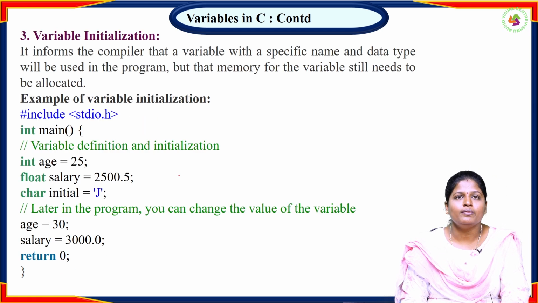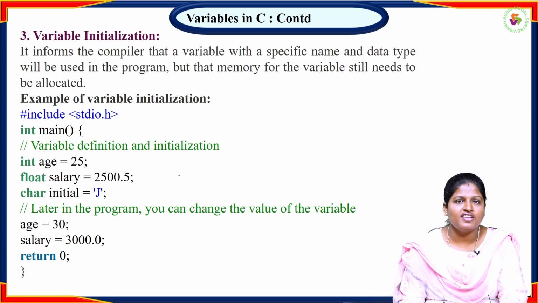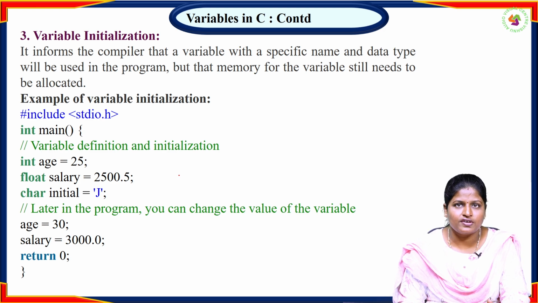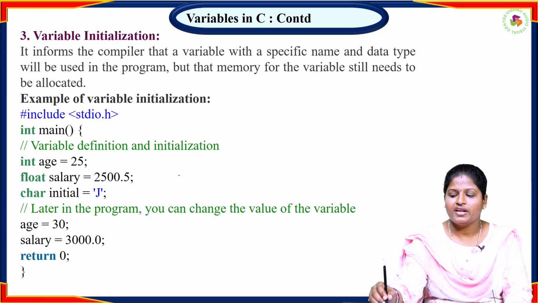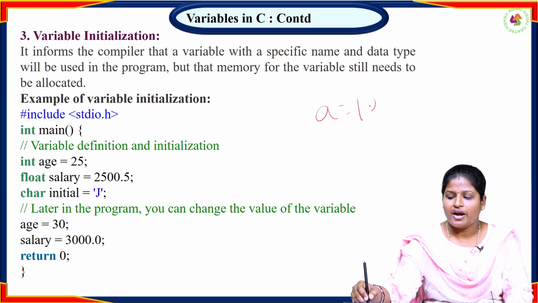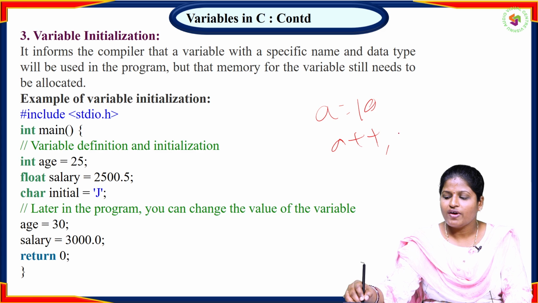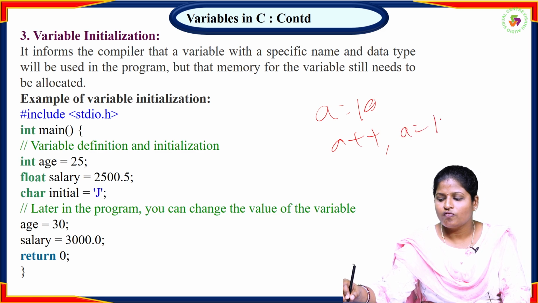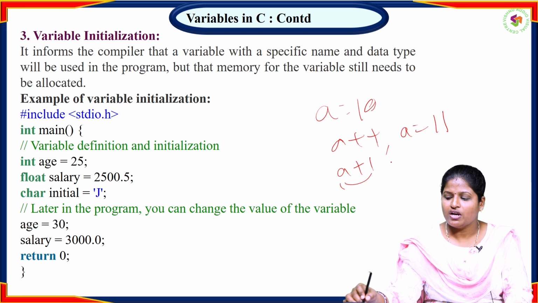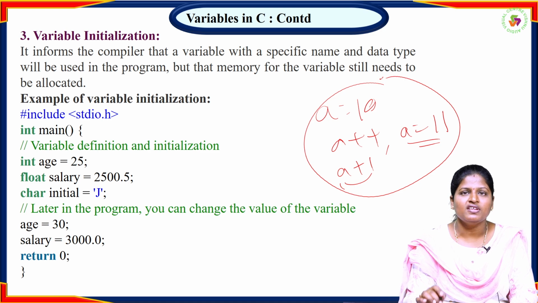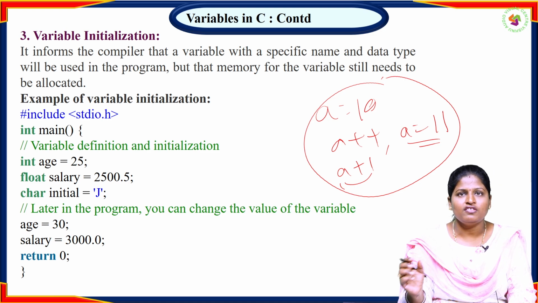Next, coming to the variable initialization. Here in initialization, as I told, we assign a particular value to a variable, and the value will not remain constant. The value will change depending upon the program. As I told previously, if I take a is equal to 10 and if I perform a plus plus, a value will be incremented. This a plus plus is nothing but a plus 1. Adding 1 to a will become 11. So depending upon the program, a value will change. That means initialization of a particular variable will change.